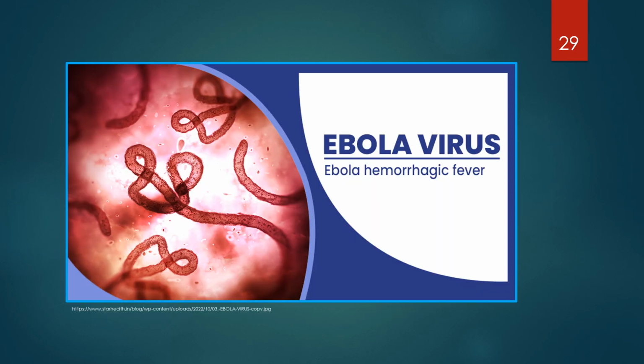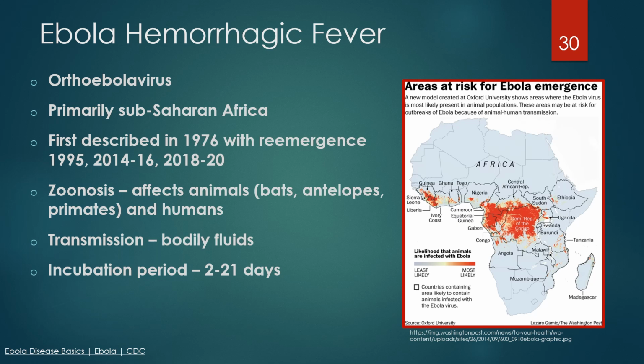Let's spend a few minutes discussing another virus that causes hemorrhagic fever, Ebola. Ebola is an orthoebolavirus that causes hemorrhagic fever primarily in sub-Saharan Africa. Ebola was first described in 1976 and has reemerged above endemic rates in 1995, 2014 to 16, and 2018 to 20. Ebola is a zoonosis since it infects humans and animals.